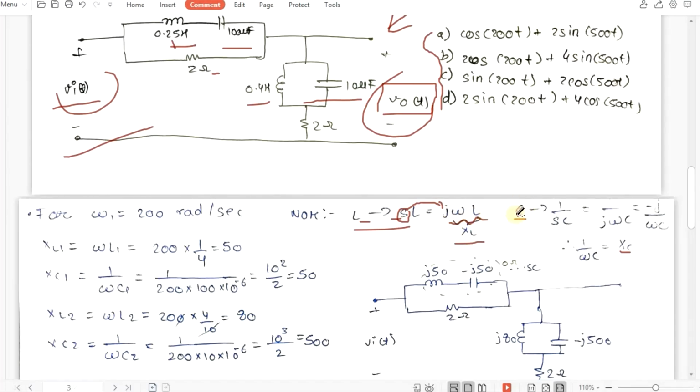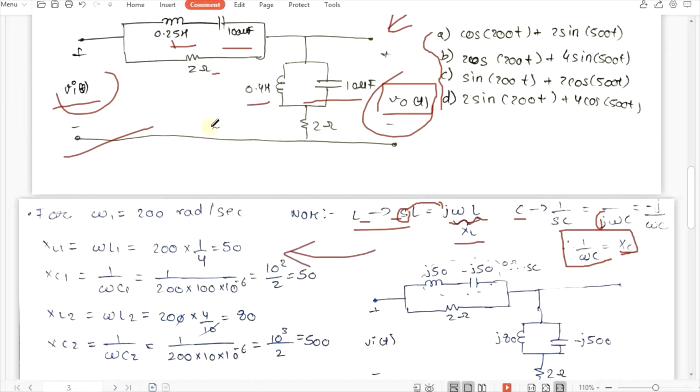Now if we convert C to the Laplace domain, it will be 1 upon SC. If we substitute S with j omega, it will be 1 upon j omega C, and apart from this j, whatever remains is your XC. So XC is 1 upon omega C.